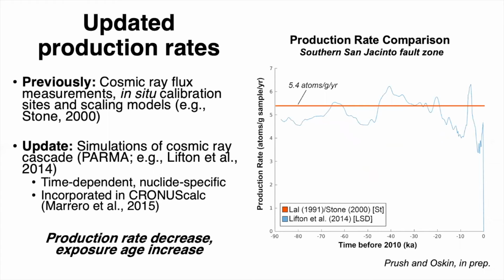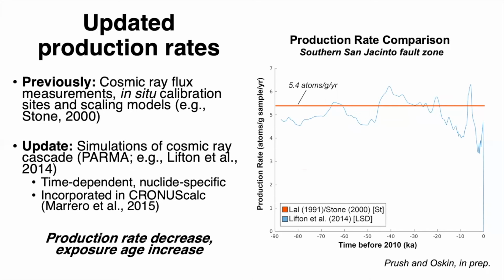Production rate scaling is another significant source of uncertainty in measurements of exposure age. Production rates have historically been determined by in situ measurements of cosmic ray flux at limited calibration sites and extrapolated globally using a variety of proposed scaling models.